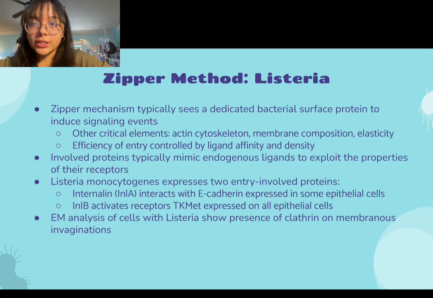The rate and efficiency of entry of bacteria into cells vary greatly with the cell type, temperature, or growth phase. Main components of the zipper mechanism are a dedicated bacterial surface protein or component that interacts directly with the host cell receptor to induce a series of signaling events that culminates in endocytosis. The actin cytoskeleton, membrane composition and its plasticity are critical elements as well.